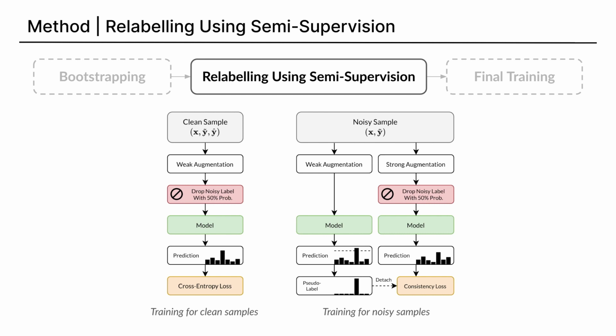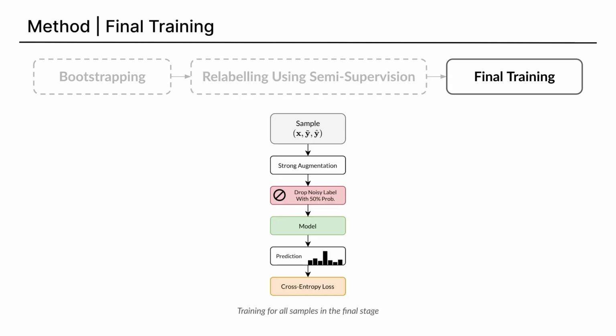Here we use a modified implementation of FixMatch, directly supervising our clean set and using consistency loss on the noisy samples. During this stage, we also randomly replace the one-hot noisy labels with zero vectors, training our model to predict with and without noisy labels. Finally, we relabel all the remaining samples and complete one final round of supervised training.